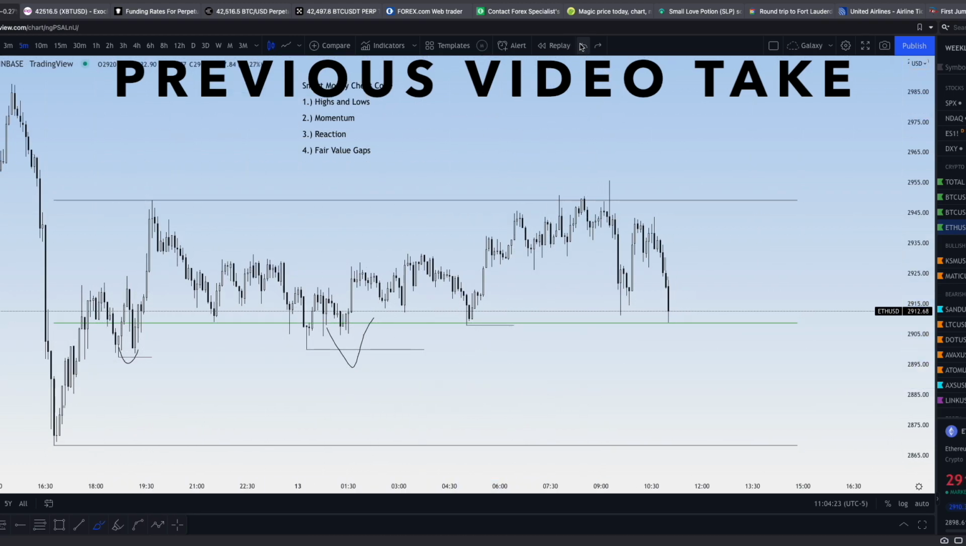And when I don't see that, it makes me assume that they're leaving it there to sweep later on, to have strong momentum, as they are right now. You could see prices moving very strongly to the downside.